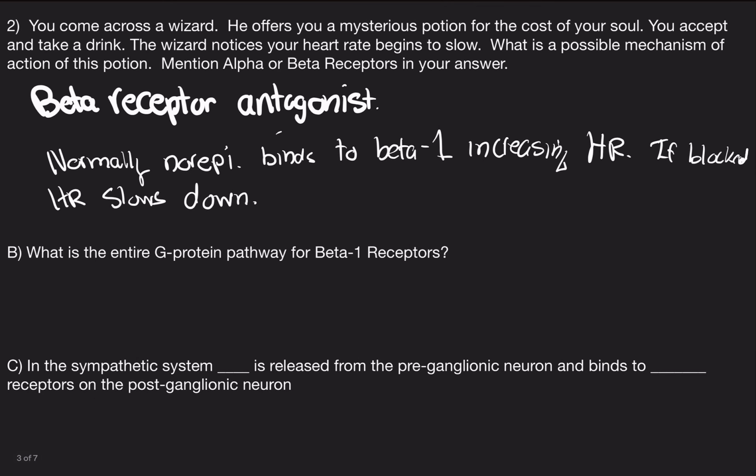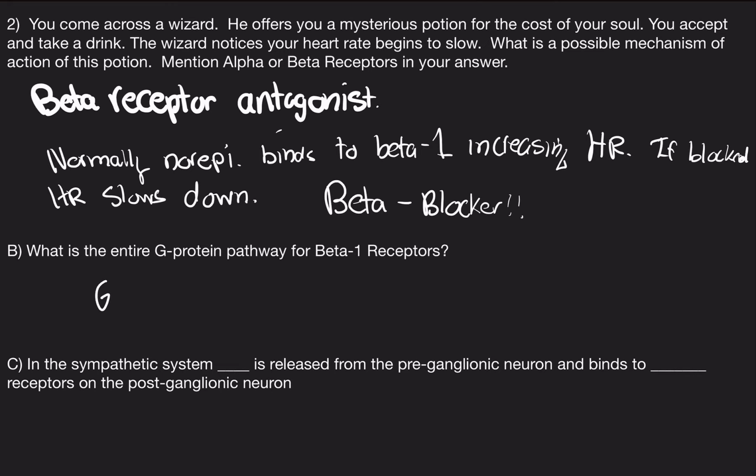Now, if you've noticed, what you just answered is what beta blockers do. If you've ever seen a commercial about beta blockers, this is exactly what it is. It's a beta receptor antagonist. You basically just took a beta blocker. Okay. What is the entire G protein pathway for the beta 1 receptors?